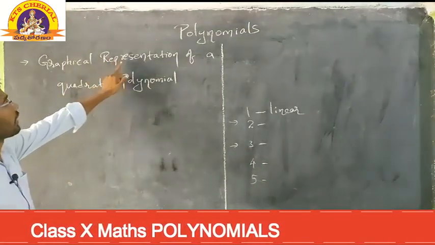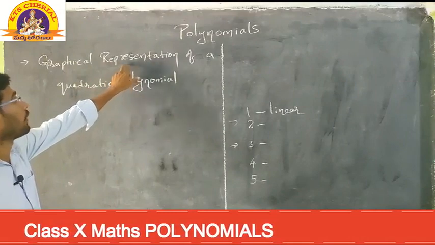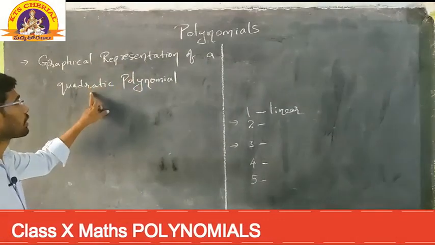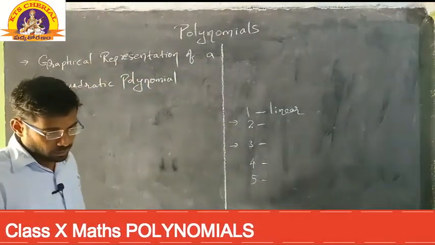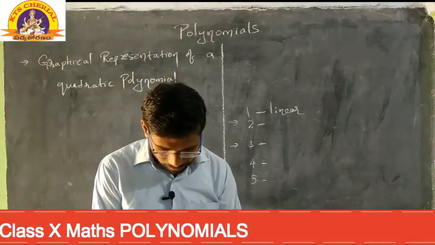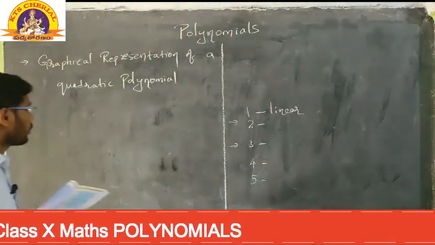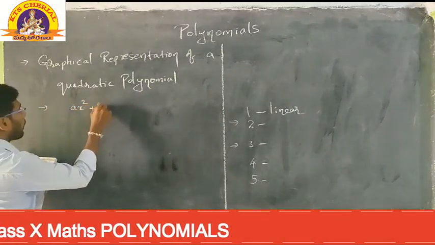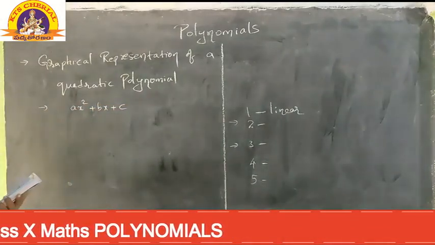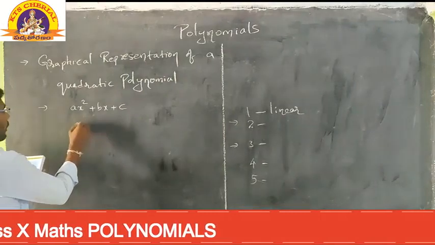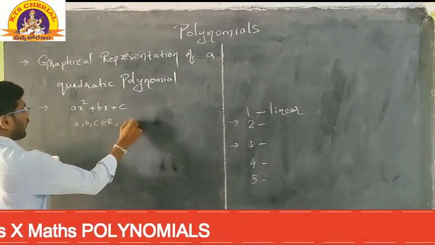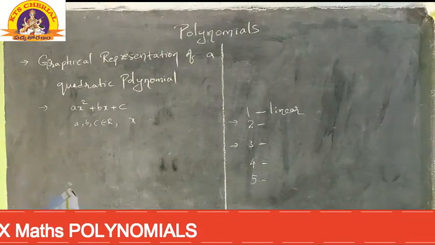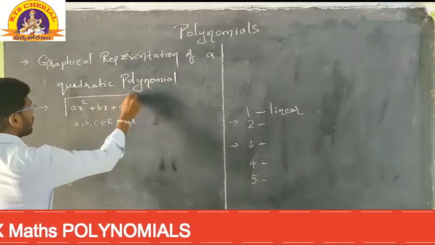Now, graphical representation means we are going to represent on a graph a quadratic polynomial, that is, a polynomial whose degree is 2. The standard form of a quadratic polynomial is ax² + bx + c. Here a, b, c are real numbers and x is the variable. This is the standard form.